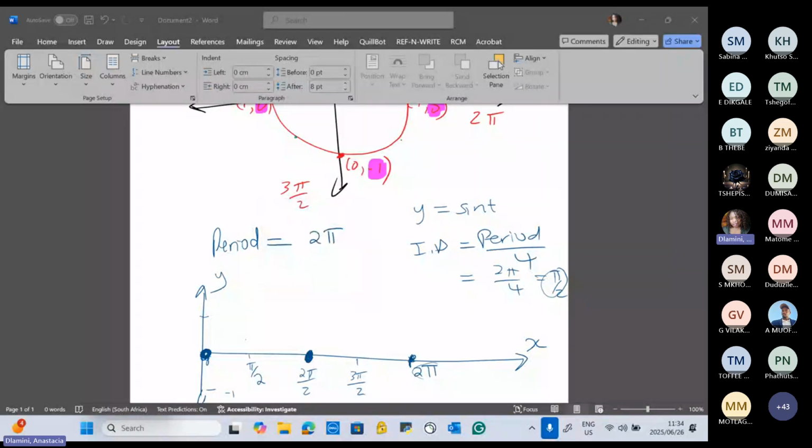I don't know what Teams is doing now, having this small thing block here.